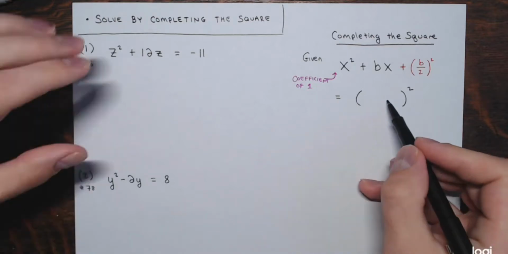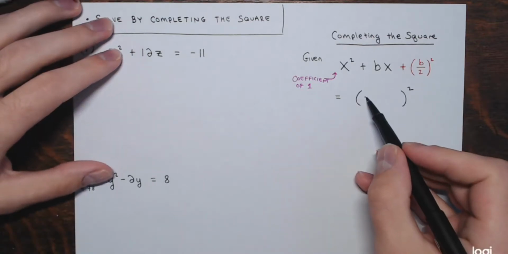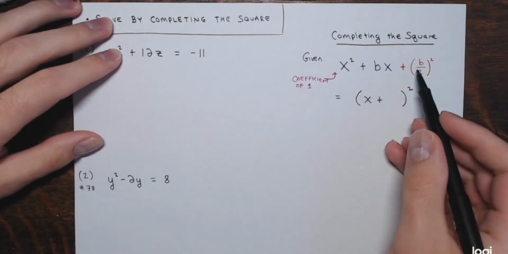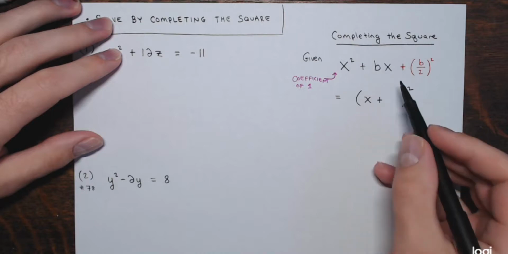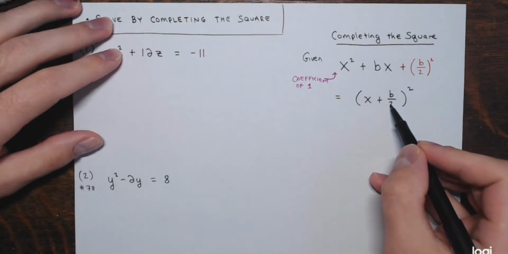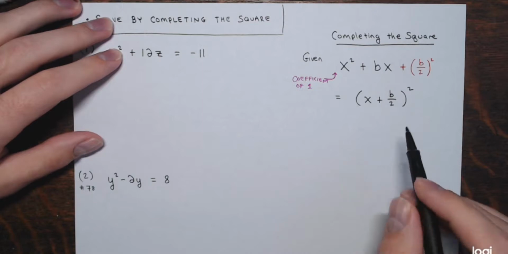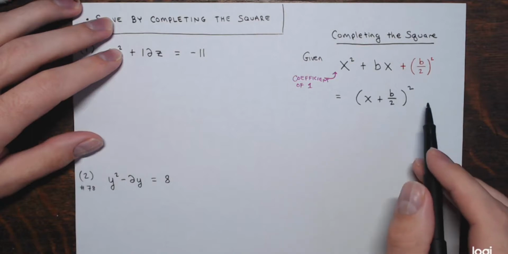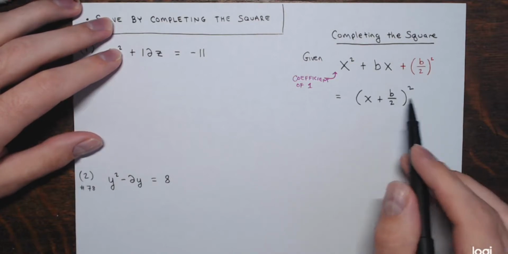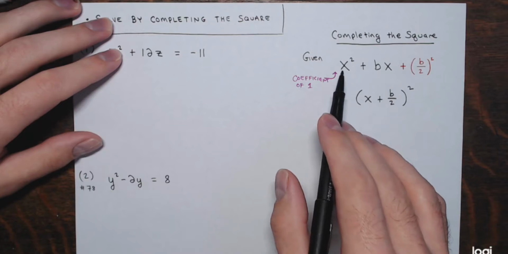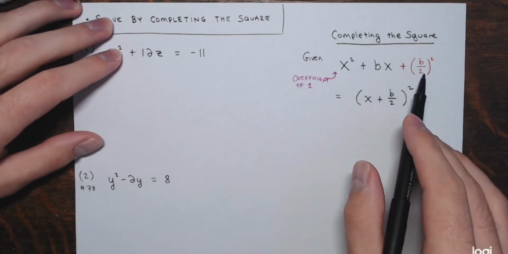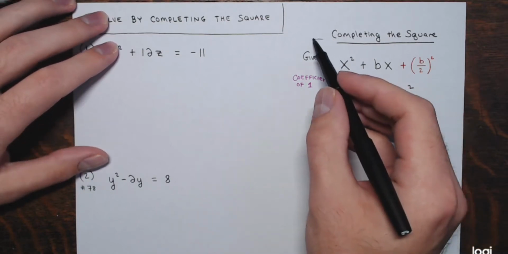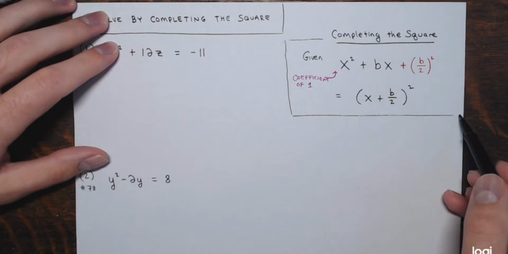And this binomial being squared is the variable, x or whatever the variable is, plus half of that linear coefficient, so b divided by 2 or half times b. And you can check: take x plus b over 2 and square it, multiply it by x plus b over 2 again, FOIL and combine like terms, and you will end up with x squared plus bx plus half of b squared, or b squared over 4. Okay, so this was completing the square.